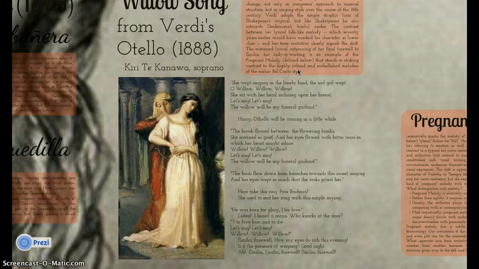Now, another example of a song, a very, very different song. In this case, a simple folk song, or at least a simple folk song style, is the Willow Song from Verdi's Otello from 1888, actually 1887. Much later, 40 years after his earliest masterpieces. And here, Verdi is following Shakespeare's.